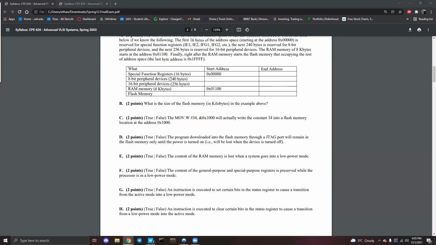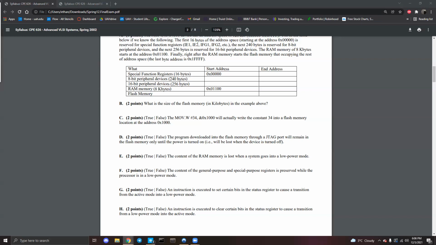This one has a given starting address because the previous ending address of the 16-bit peripherals does not actually go up to RAM memory. So he has to give you a new starting address there. You're given the starting address, so you just have to add 8 kilobytes. You calculate the amount of bytes there: 8 times 1024, which is 8192 bytes. You convert that to hex, add it to this, subtract 1, and you'll get 0x030FF as your end address for the RAM memory.